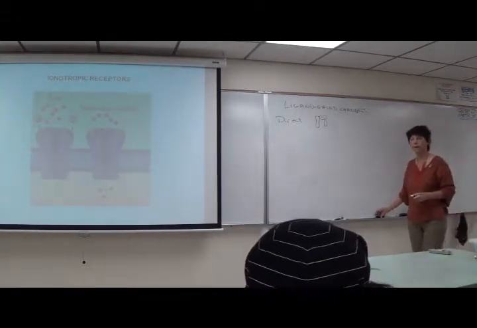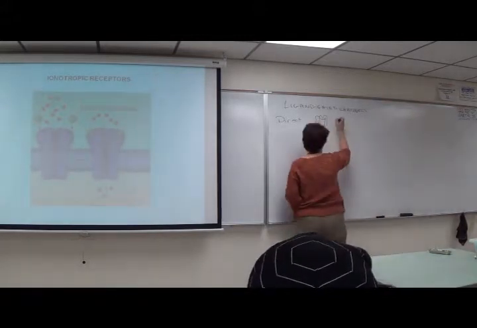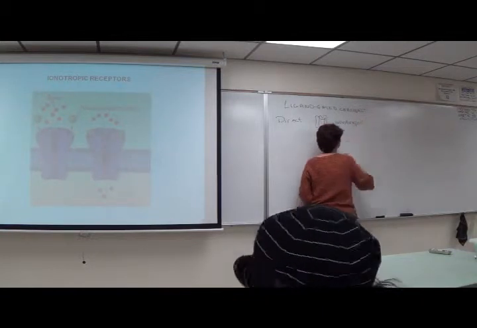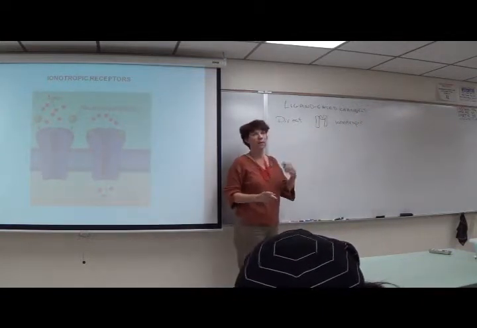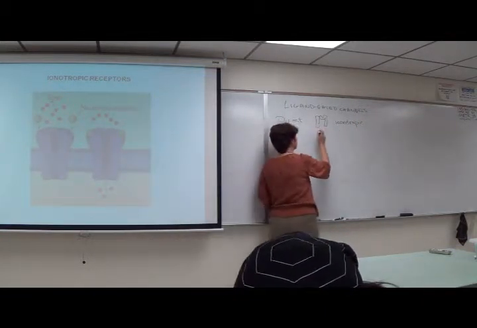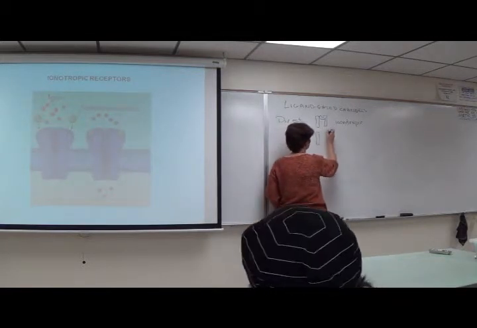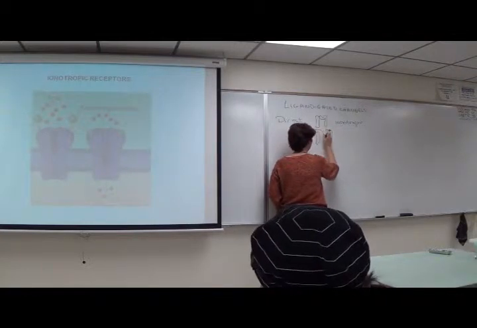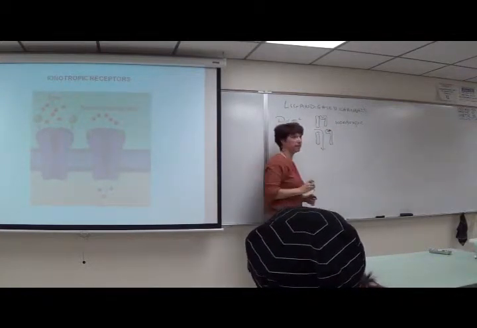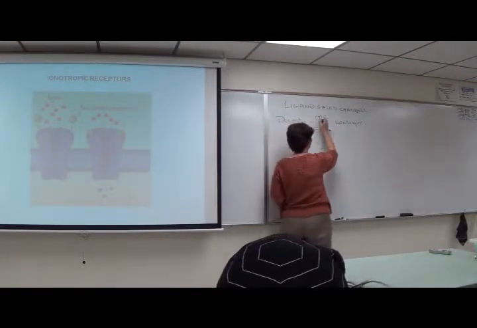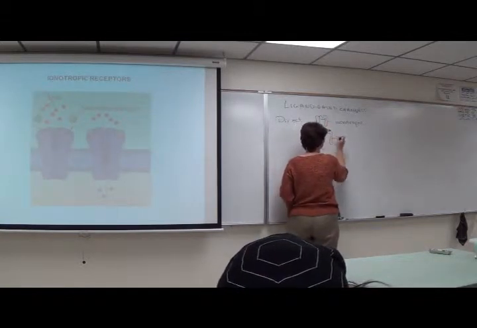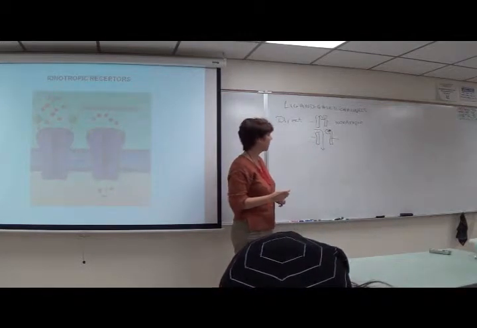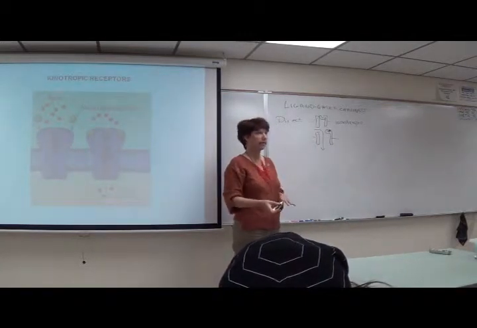Okay, so ionotropic receptors: when the neurotransmitter binds, it opens and the ion passes through. This is very quick, it doesn't take a lot of time for this event to occur. It's quick to happen, quick to stop happening.